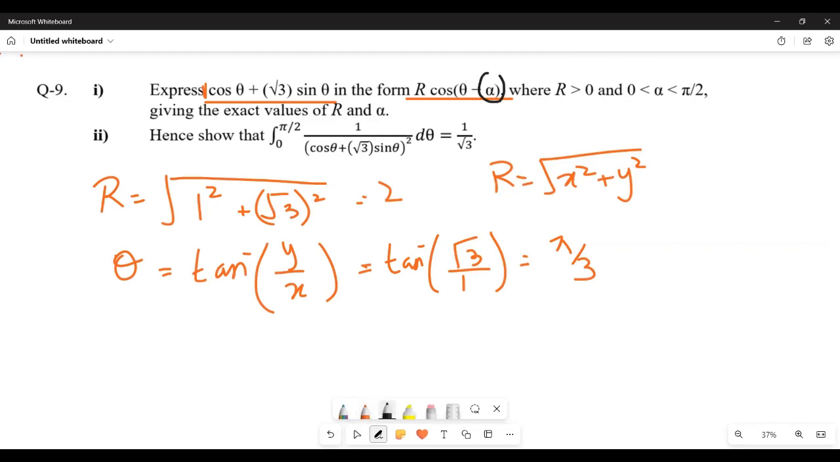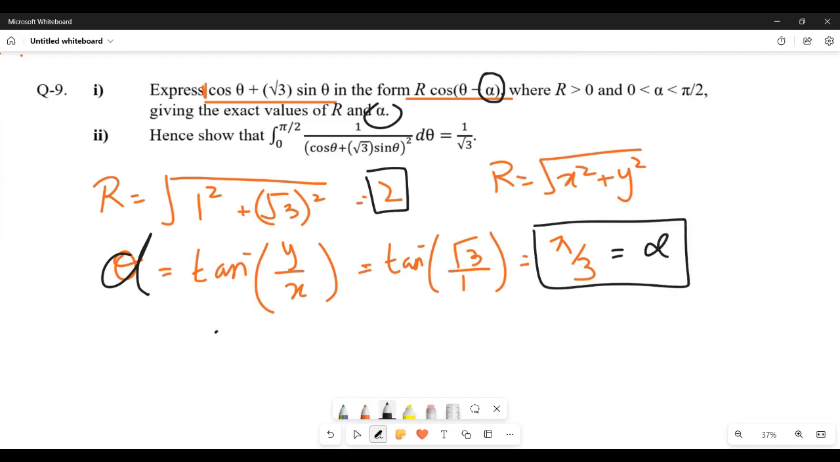This is what we are finding. So alpha is... theta remains theta. Okay, so alpha comes out with this. Now you just have to find r. They did not ask us to rewrite it. If they had asked to rewrite, then we would write 2 cos(theta minus pi by 3). They did not ask for it, so it's not a compulsion. But in part 2 we will be using this.